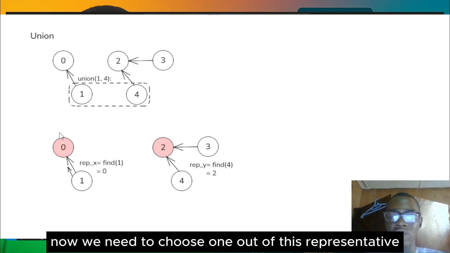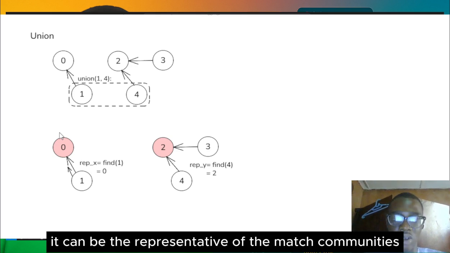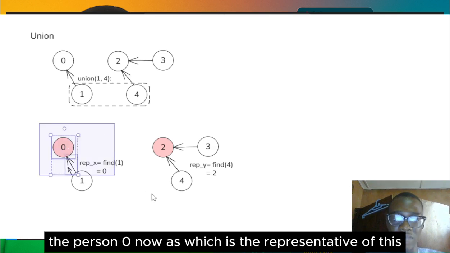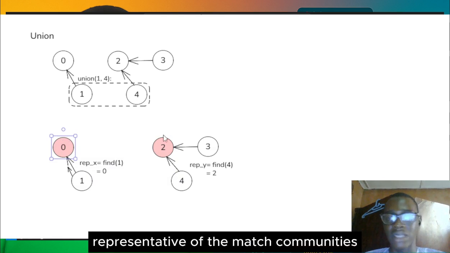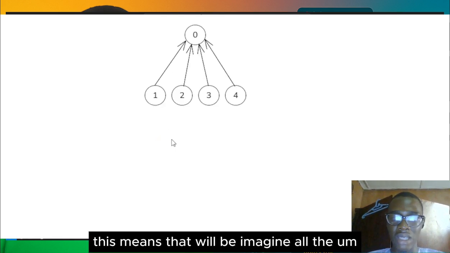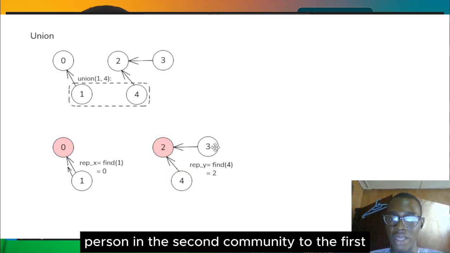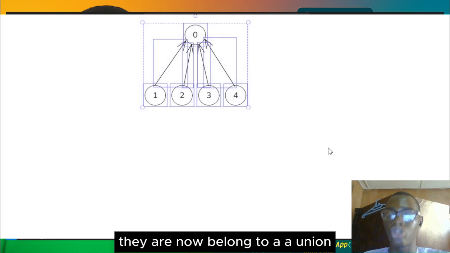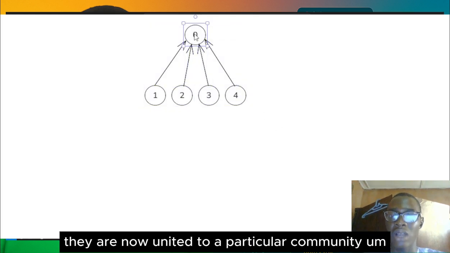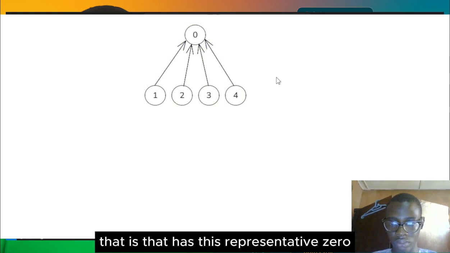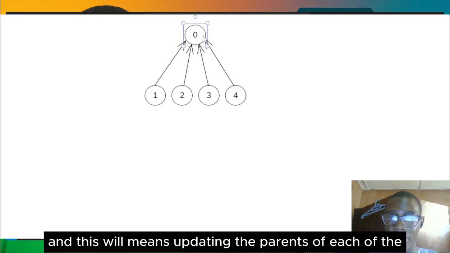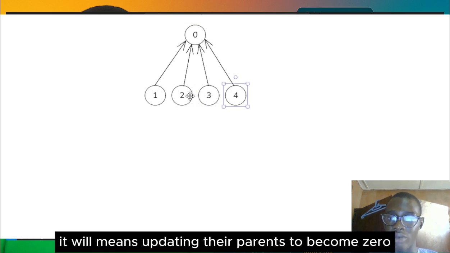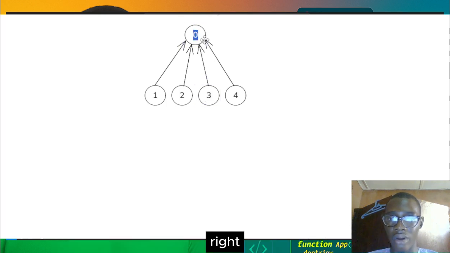Now we need to choose one of these representatives to be the representative of the merged communities. So let's say we pick representative 0, which is the representative of the first community. Let's make it the representative of the merged community. This means that we'll be merging all the persons in the second community into this representative, so that they now belong to a union, united in a particular community that has representative 0. This would mean updating the parents of each of the persons in the second community to become node 0, right?